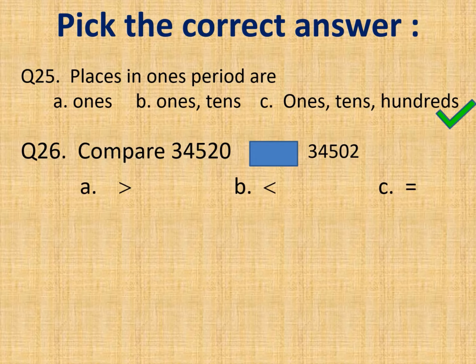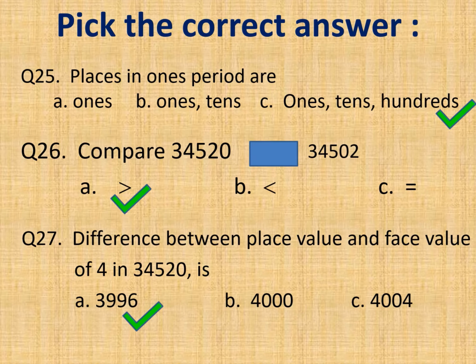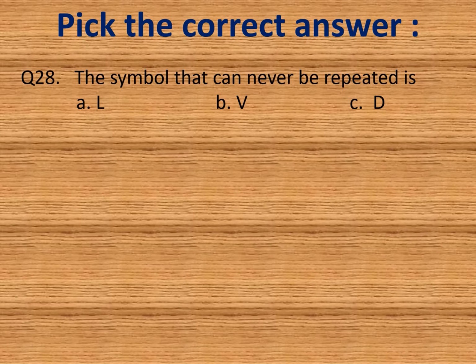Question 26. Compare 34,520 and 34,502. Question 27. Difference between place value and face value of 4 in 34,520 is? Question 28. The symbol that can never be repeated is?